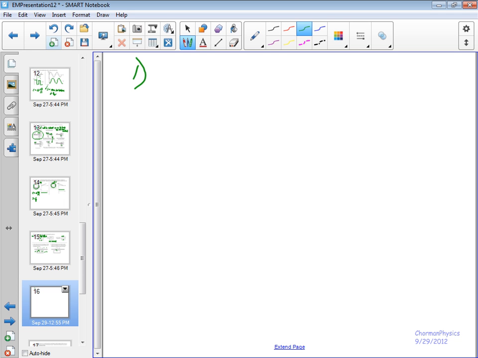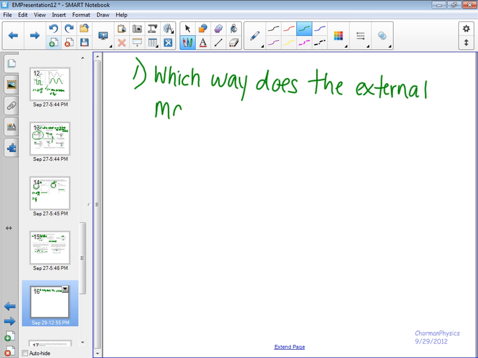All right, so the first thing whenever you're trying to determine the direction of an induced current is: which way does the external magnetic flux change? First question you must answer.